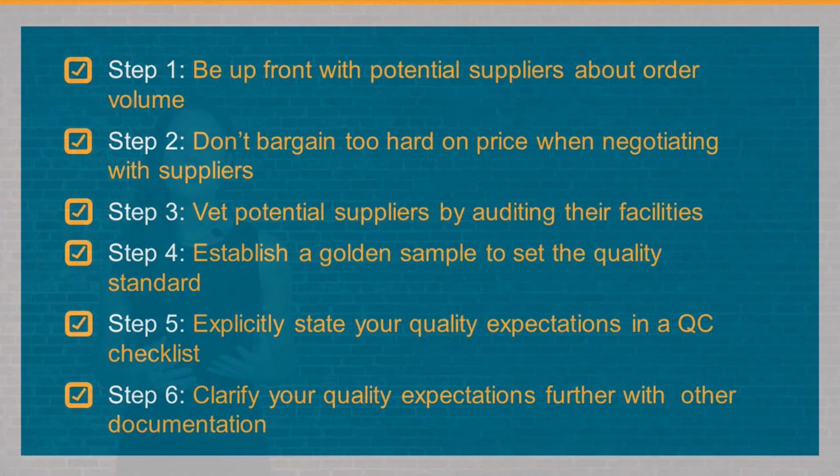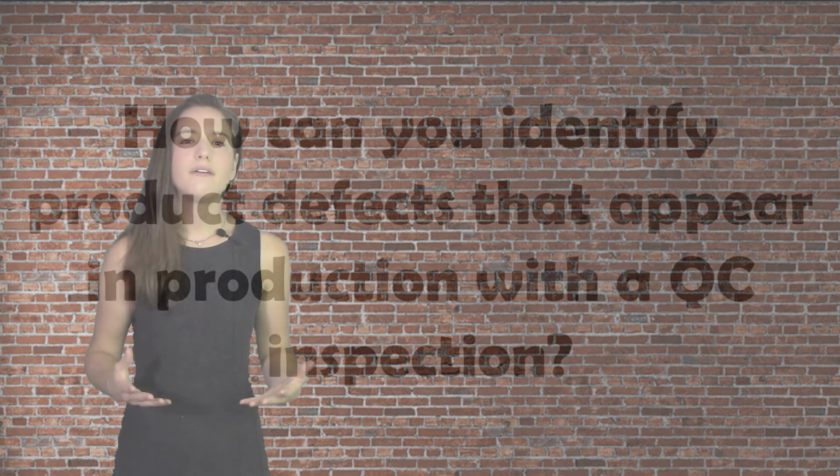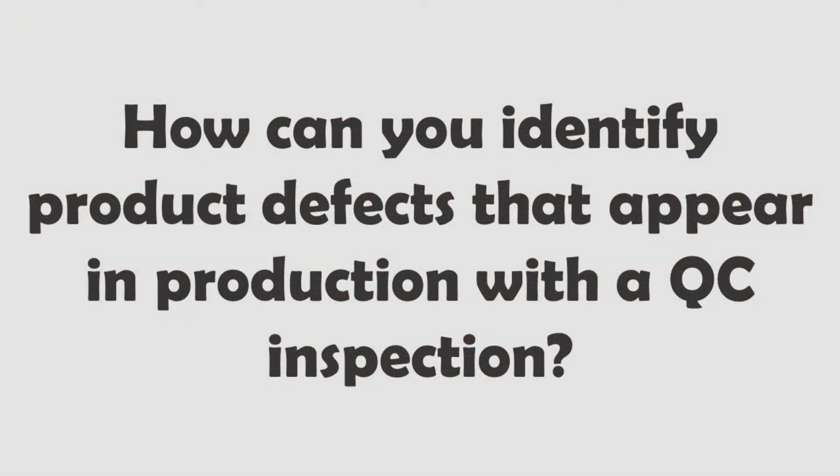In Stage 1, we talked about the 6 steps to prevent product defects before production begins. These preventative steps can help eliminate most product defects. In the next stage, we'll explain how to identify quality defects that remain shortly before, during, and after mass production. Stage 2 is all about quality control inspection. So how can you identify product defects that appear in production with a quality control inspection?